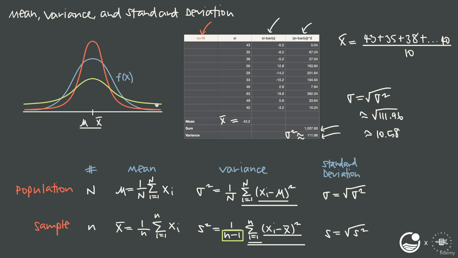And we'll talk more later about how we use and interpret mean, variance, and standard deviation. The primary goal here is just to understand how to calculate these three values for a normal distribution for both a population and a sample.